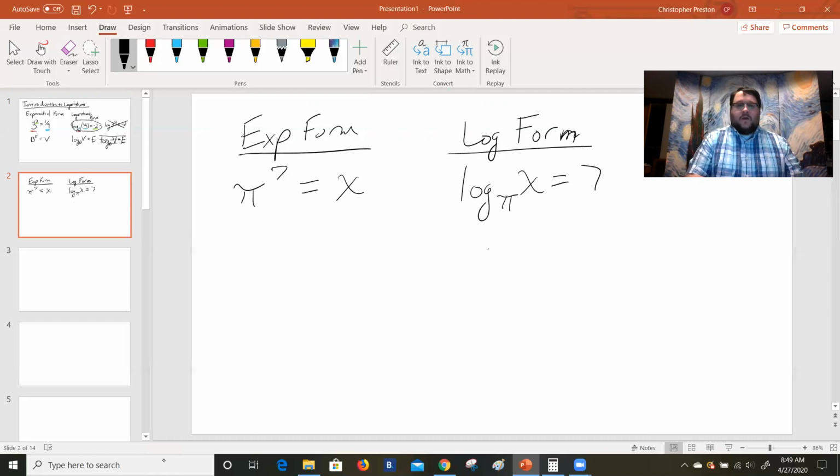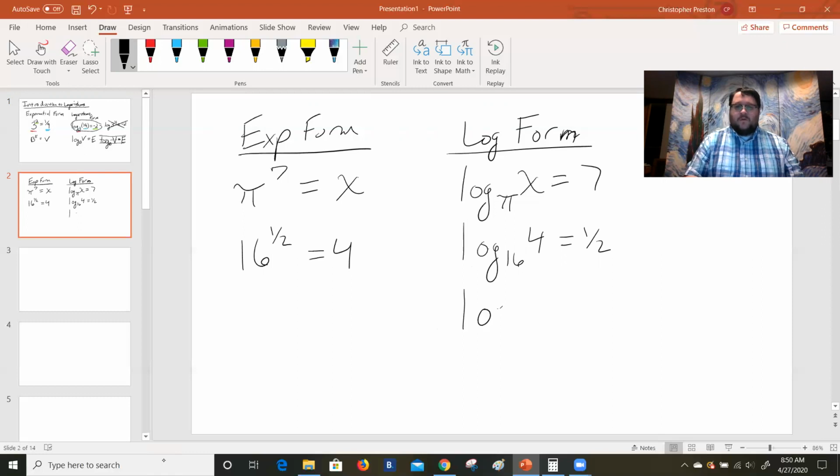Now, if I have it in the other format, we did one of those, but I'll just do another one. Let's say we have 16 to the 1/2 equals 4. And so if I convert that, that's going to be log base 16 of 4 equals 1/2. Now, there is a little trick to doing this that sometimes helps people.